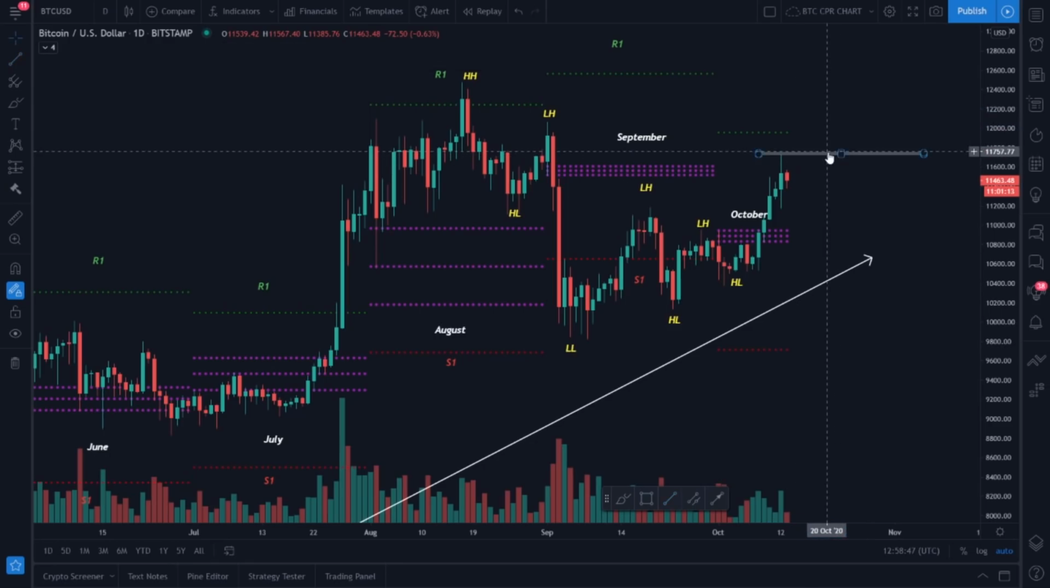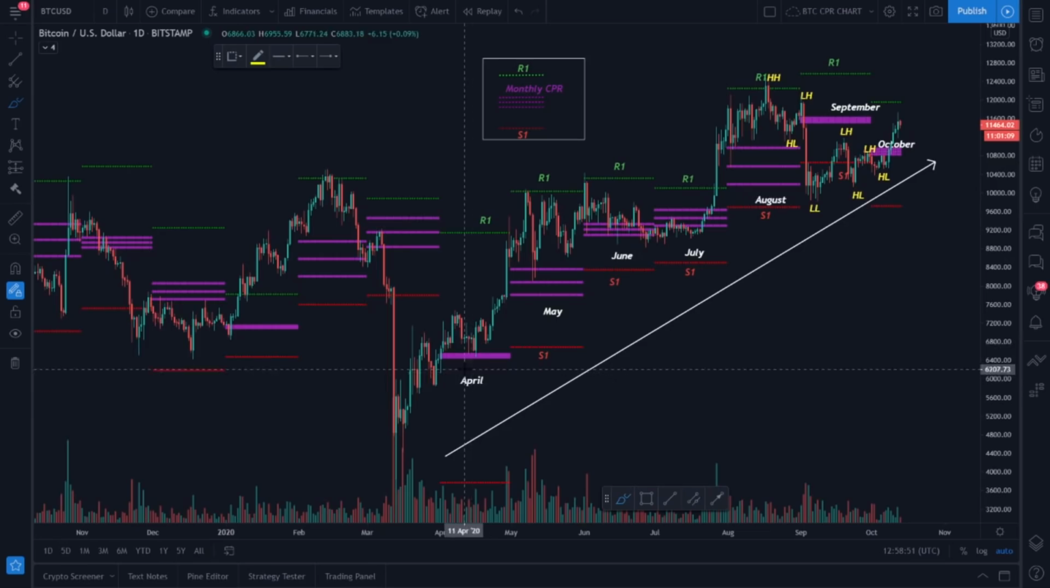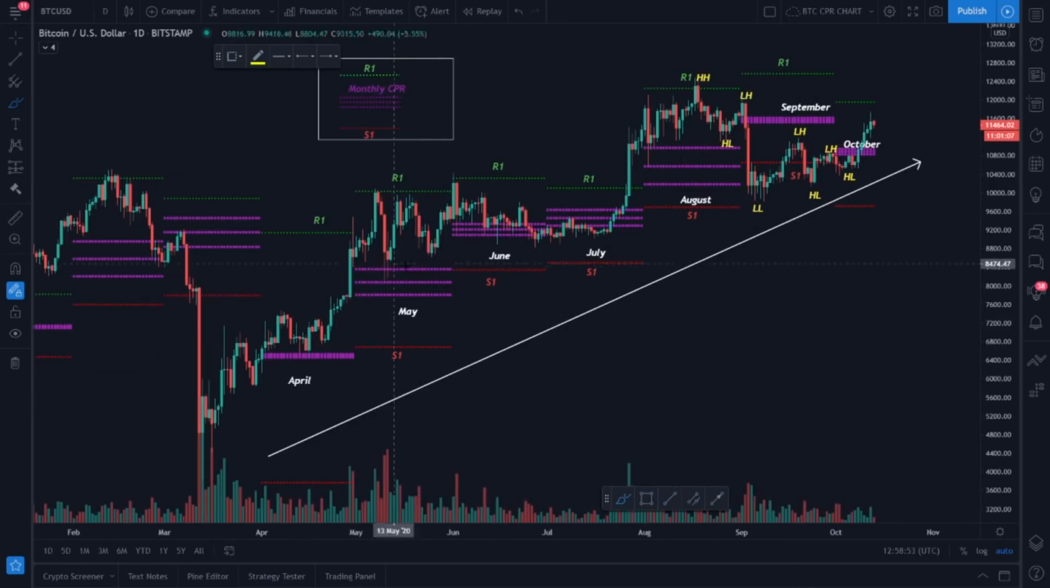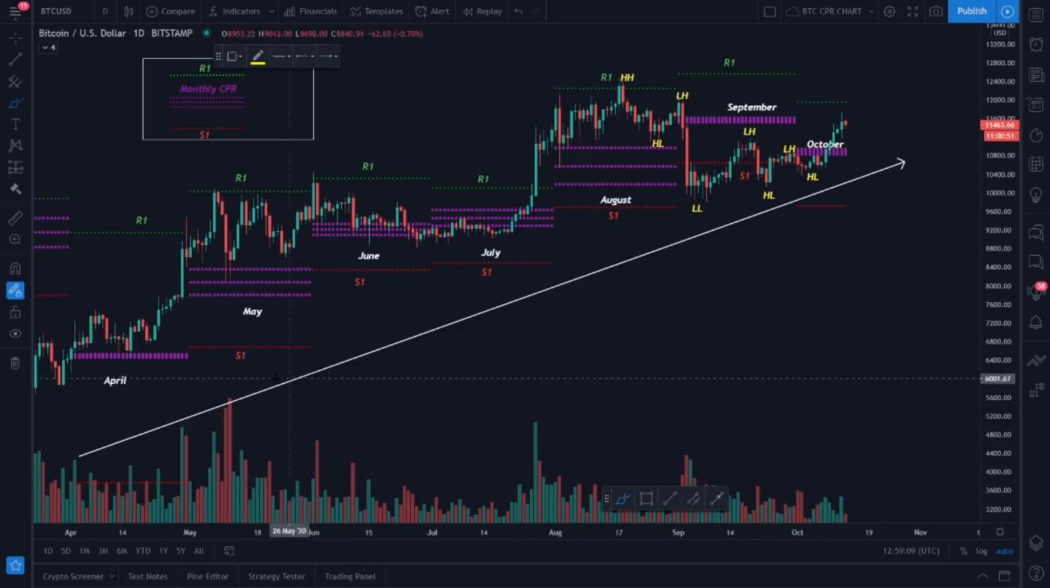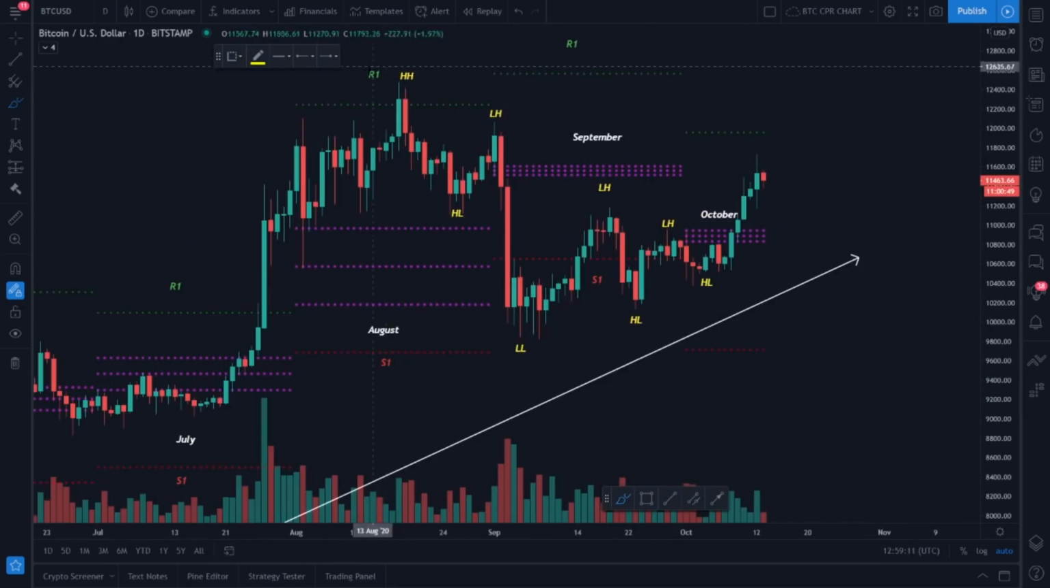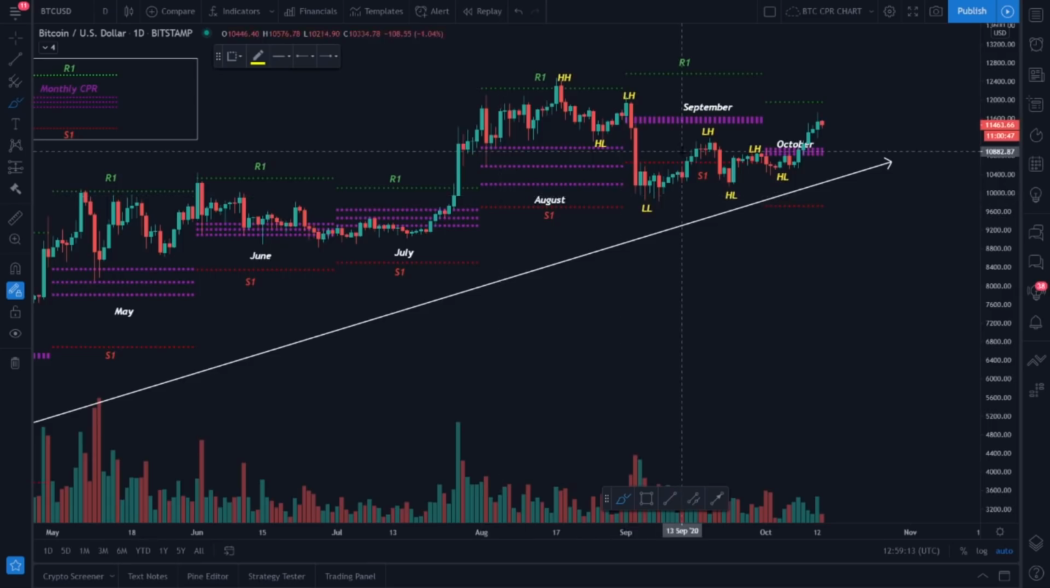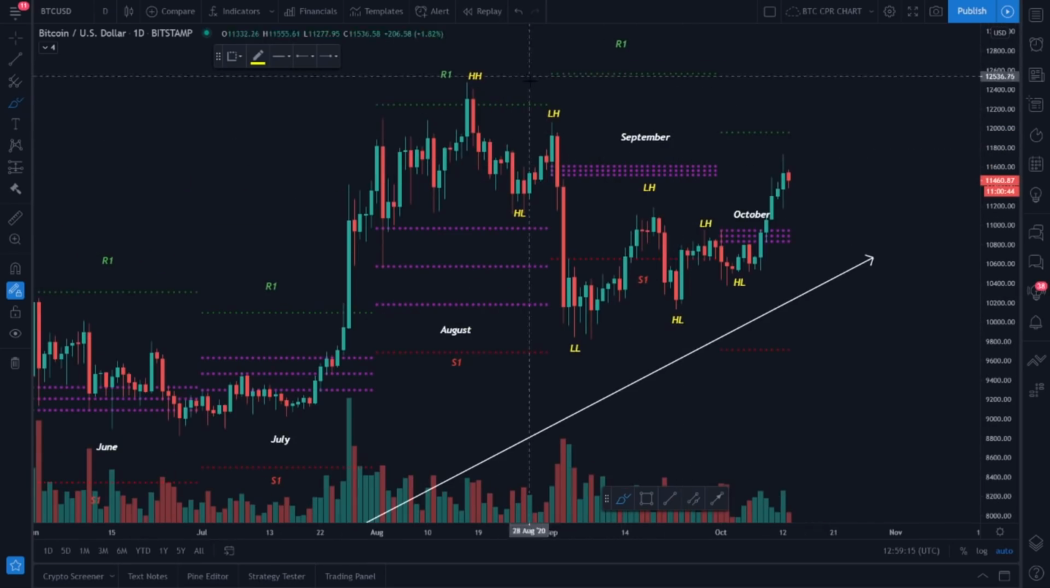But now if we look at this scenario, every time we were heading above like this, making an ascending CPR, the price always came to reach the R1 level. So in a monthly CPR, the R1 has always been reached, but here in September we left it completely open.